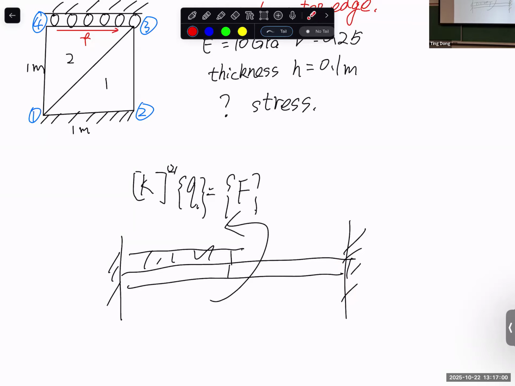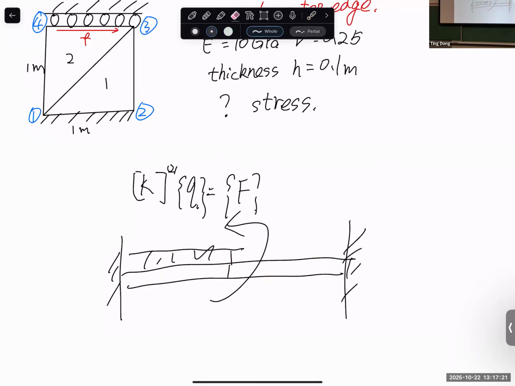So for this homework, you always need to have K for this one, K for this one, assemble, then apply boundary conditions, then solve for the unknown degrees of freedom, and then you can go back to this element and solve for the bending moment and shear force. Solving unknown degrees of freedom, you always need to consider the whole system, not a single element.